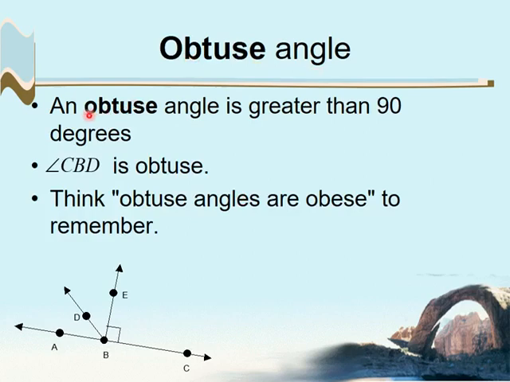Obtuse angle. An obtuse angle is greater than 90 degrees. Angle CBD. We are talking about this portion. This portion is called an obtuse angle. An obtuse angle is greater than 90 degrees. Angle CBD, or you can say angle DBC, is an obtuse angle.